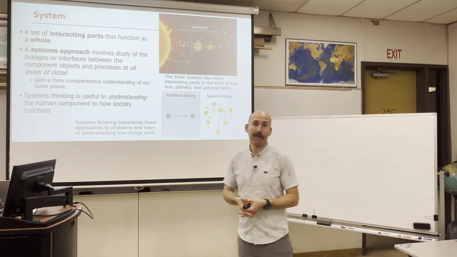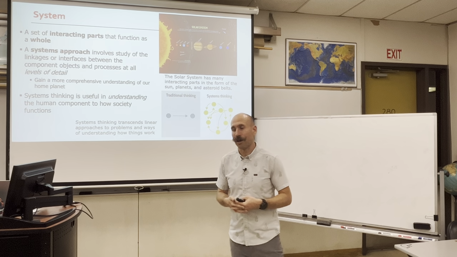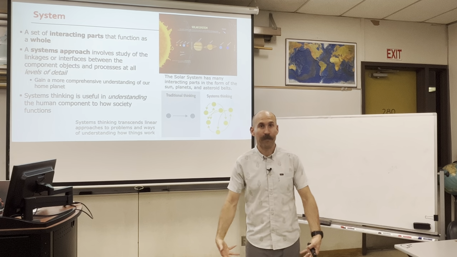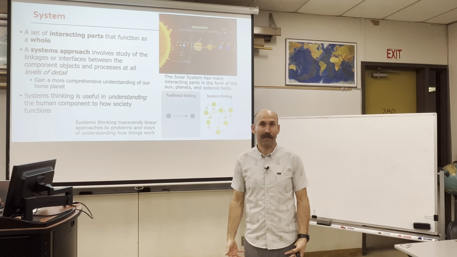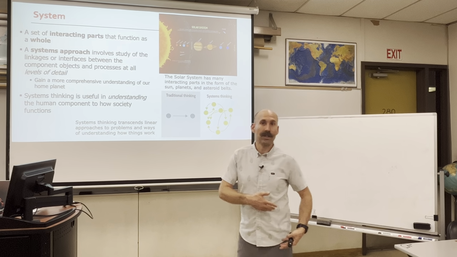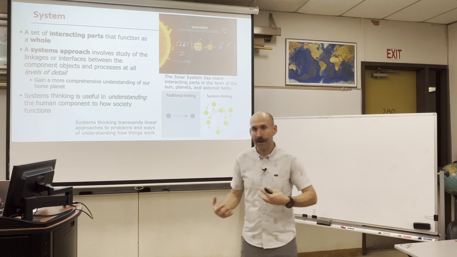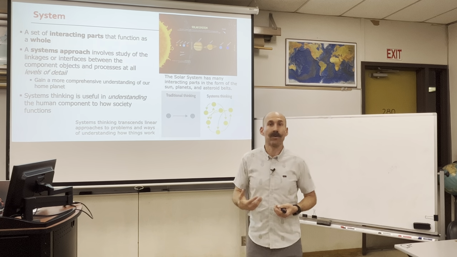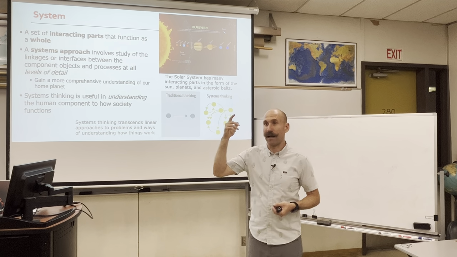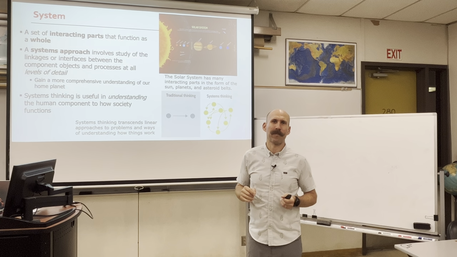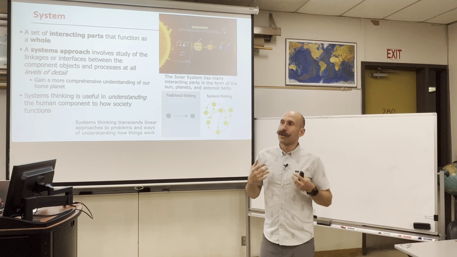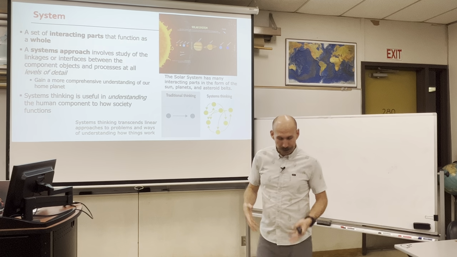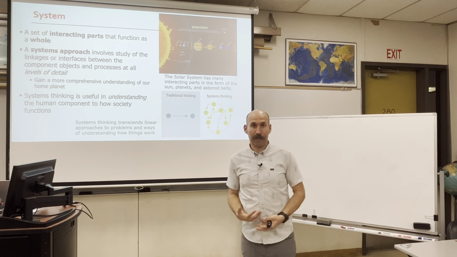Another good example I think of when I think about systems is the human body. The human body is a system. We've got the musculature, we've got veins, we've got blood, we've got organs, we've got skin, we've got hormones, we've got all kinds of things happening. And they work together to create the whole human body.